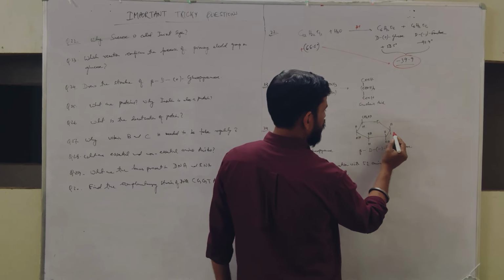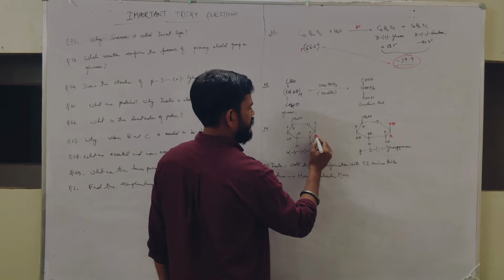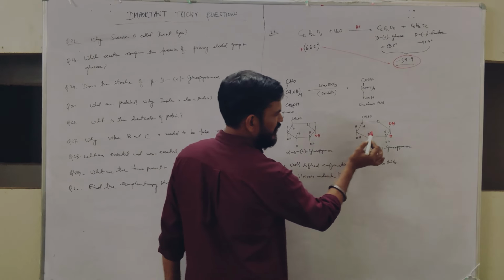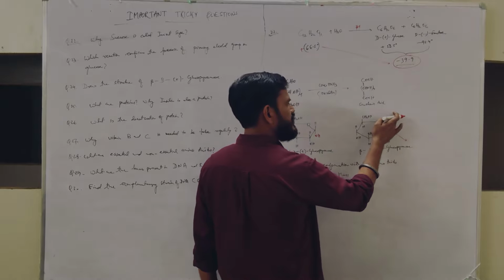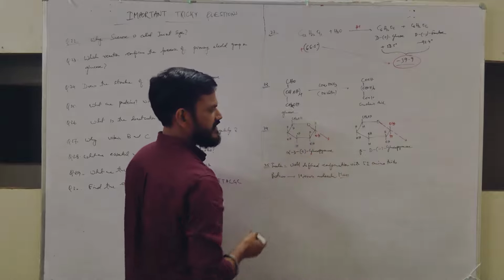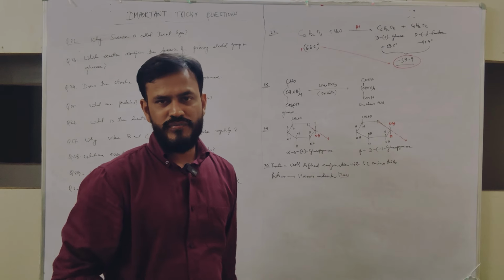So this is H and this is OH. So how to look alpha and beta? If you draw a line from O, if the OH group is on the left side, it is beta, and if the OH group is on the right side, it is alpha. So this is alpha glucopyranose and this is beta glucopyranose.